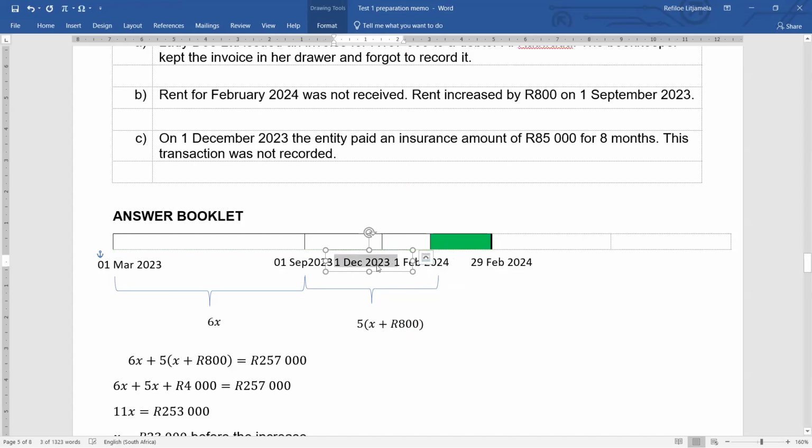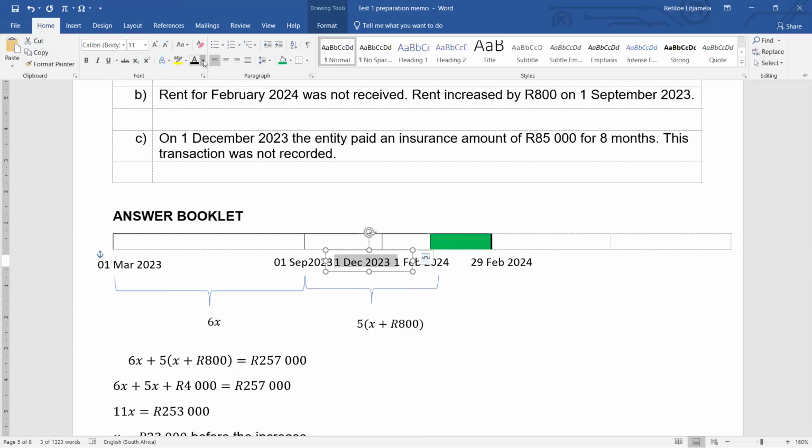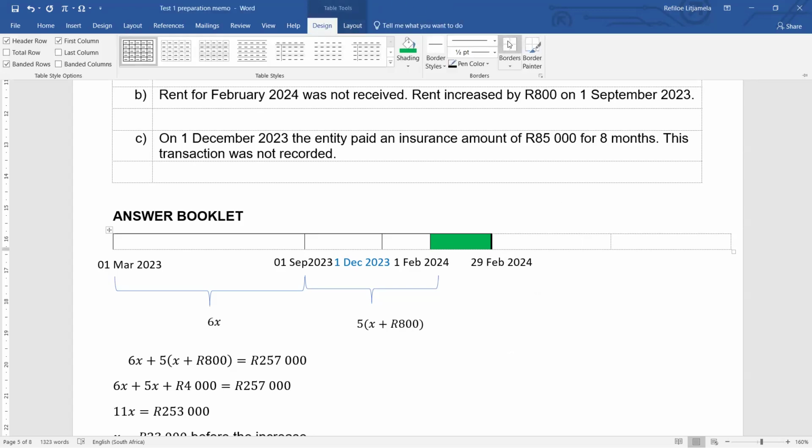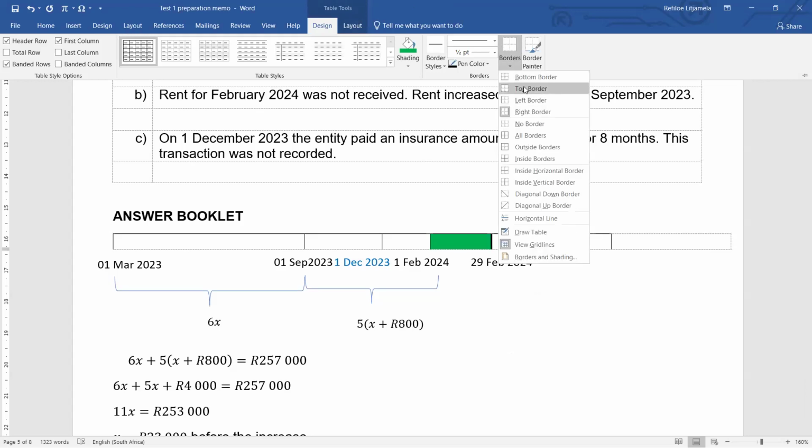These ones, I'm just gonna do them in a different color so that you don't get confused. Let me just do this in blue, okay? This relates to insurance. So it covered us for December, and then January, February, March, April, May, June, July, until the end of July, okay? So basically, it'll cover us for this period until July.